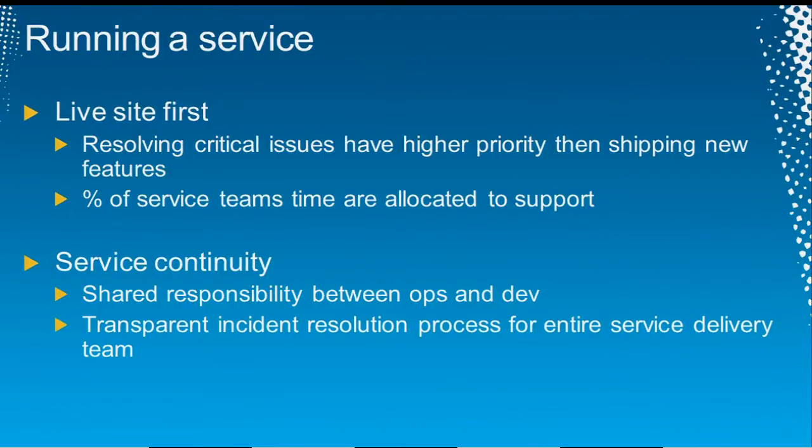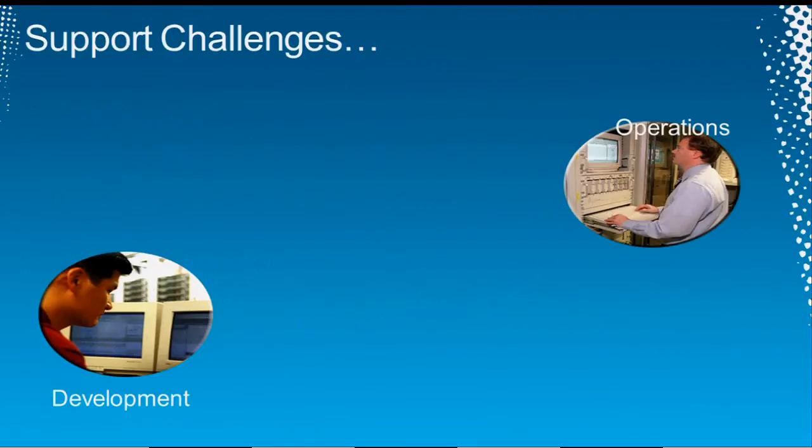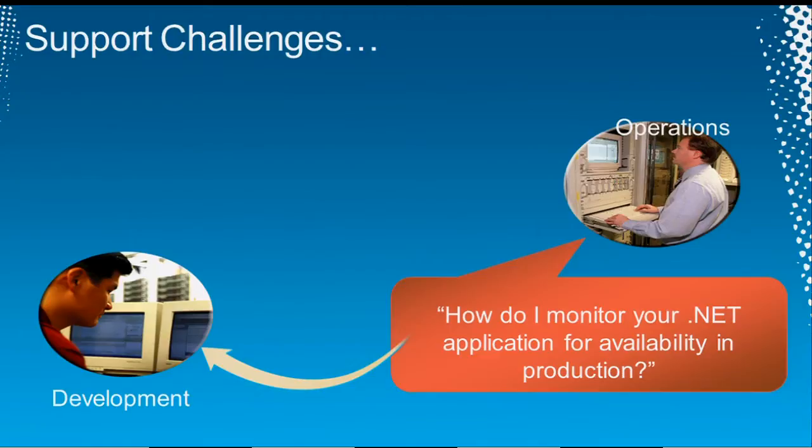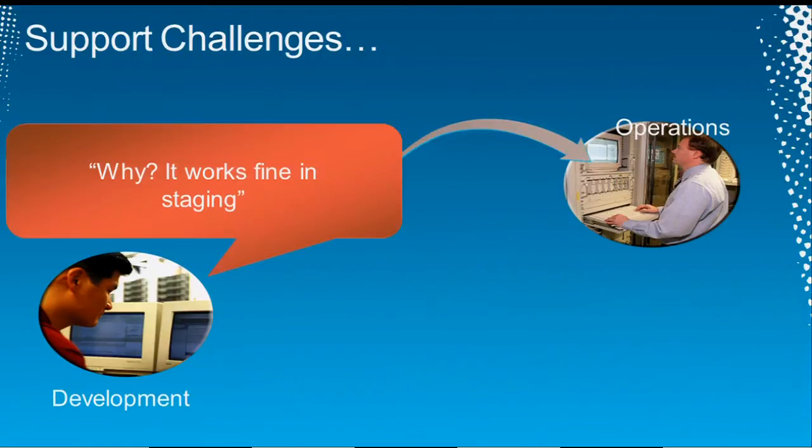Now, in order to get that service continuity, we see that it's usually a shared responsibility between development and operations. And in order to get to that shared responsibility, dev and ops should see common telemetry. That whole process should be transparent. Now, how does support typically work in organizations? When operations are trying to understand how to monitor applications, developers are usually not talking about availability. They have their QA, they're fixing bugs, but they're not thinking in terms of whether something is up or down. They're trying to understand, what do you mean? Is it failing? It's working here on my box, on my staging.